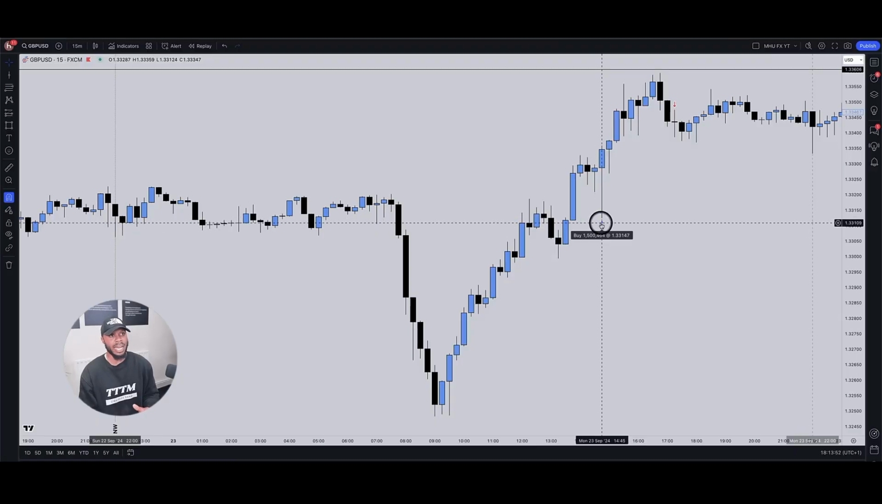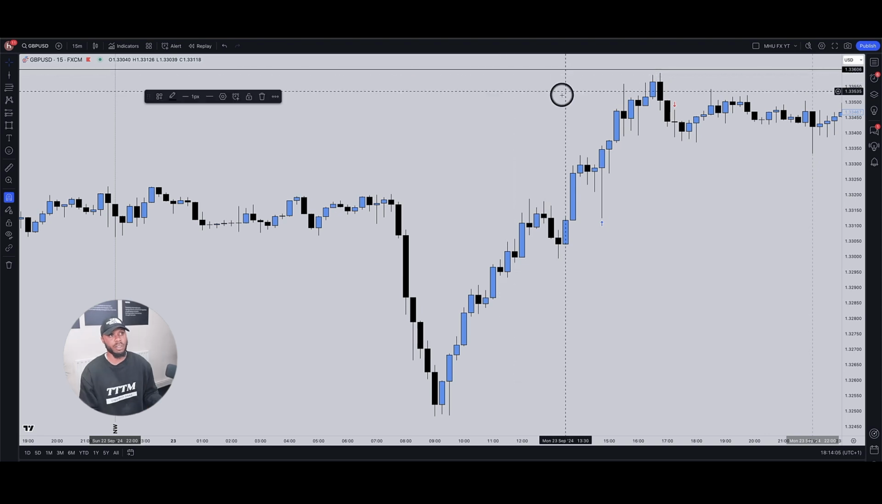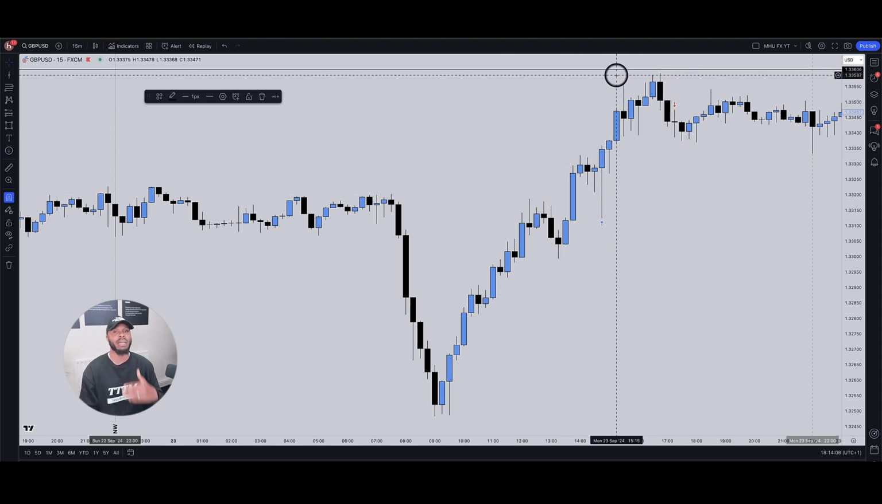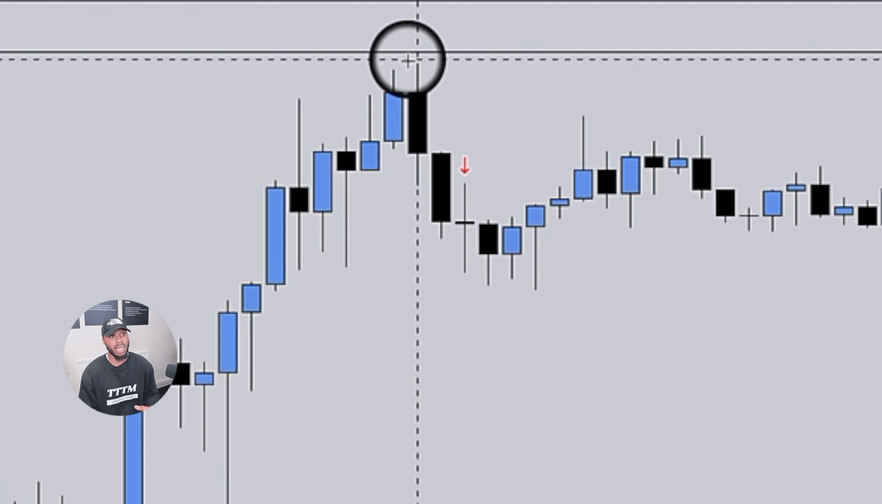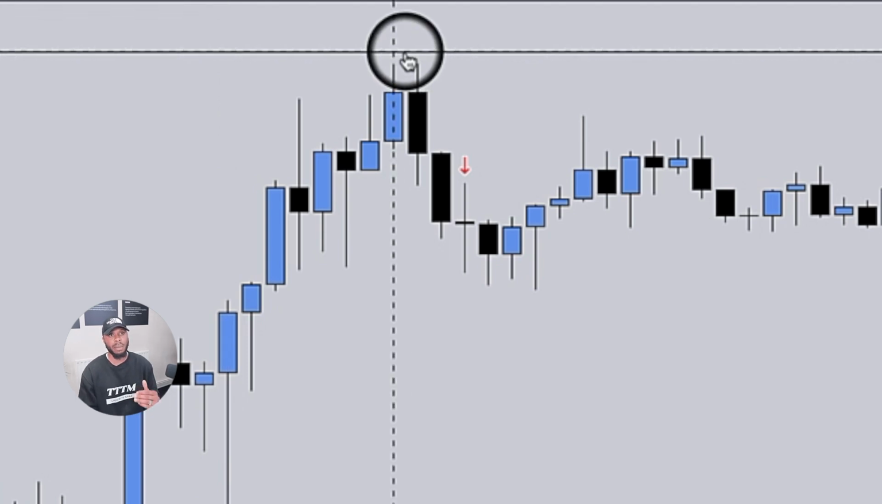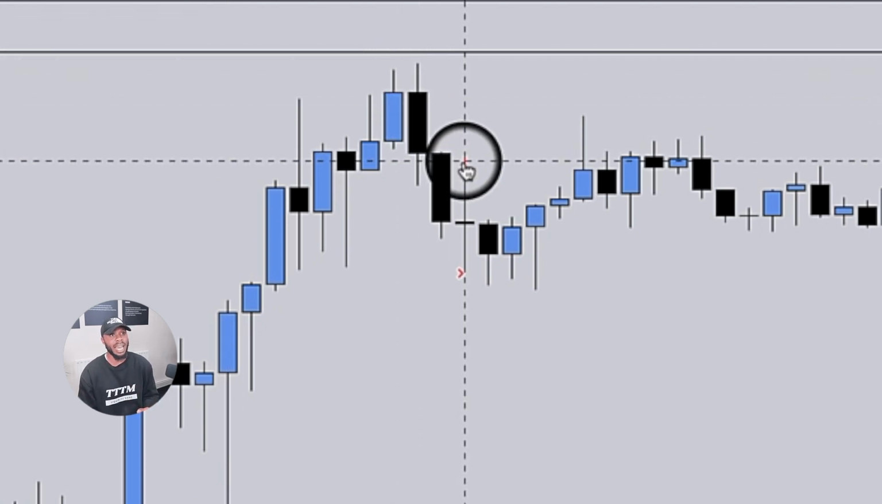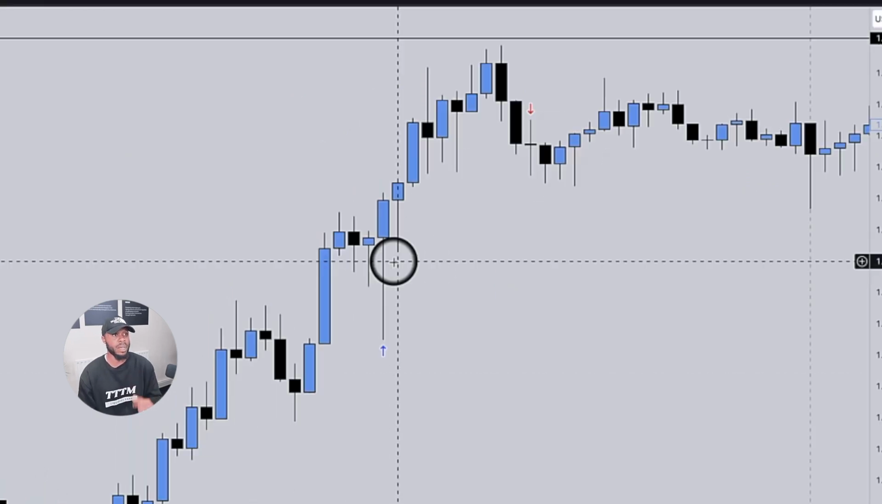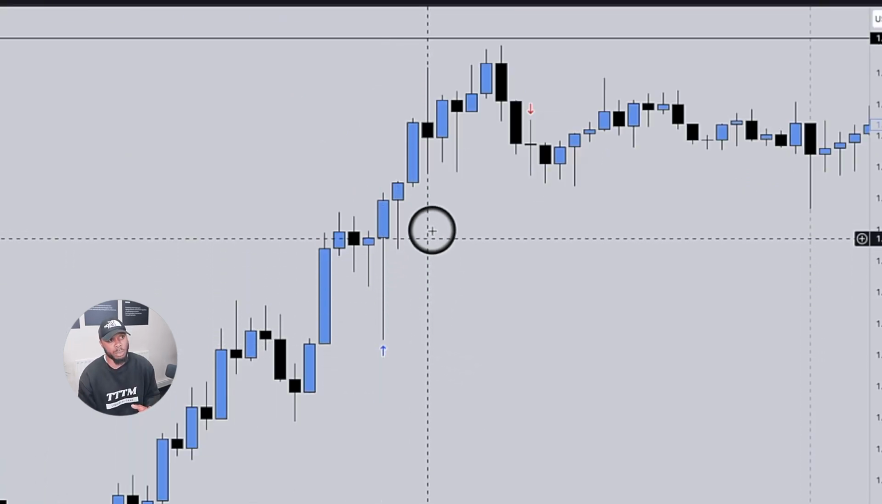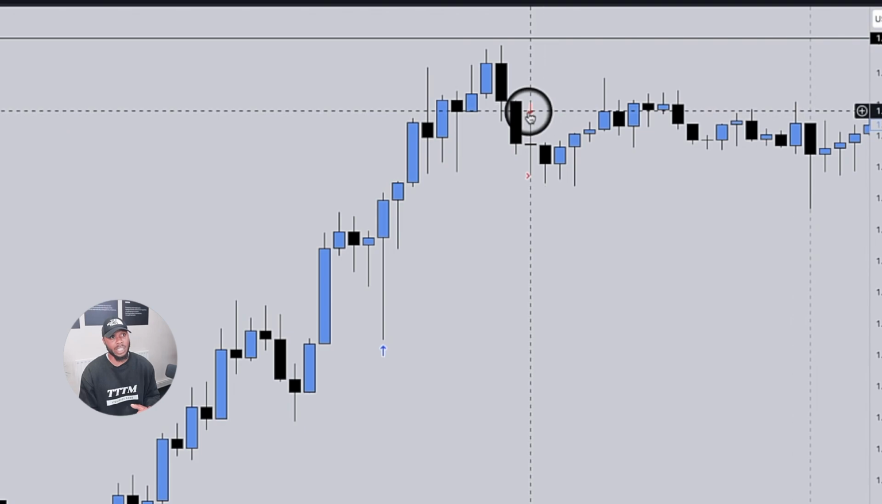We jump in here. And what I was aiming for was this line here. This is that 50% line. I was aiming for that to take partials and let my runner run. But as you guys can see, when I jumped in, it came close by literally like 1 pip or 1.2 pips. And then it came back to stop me out in profit. So what I had done, I had moved my stop loss into profit beneath this low. And this is where it took me out.